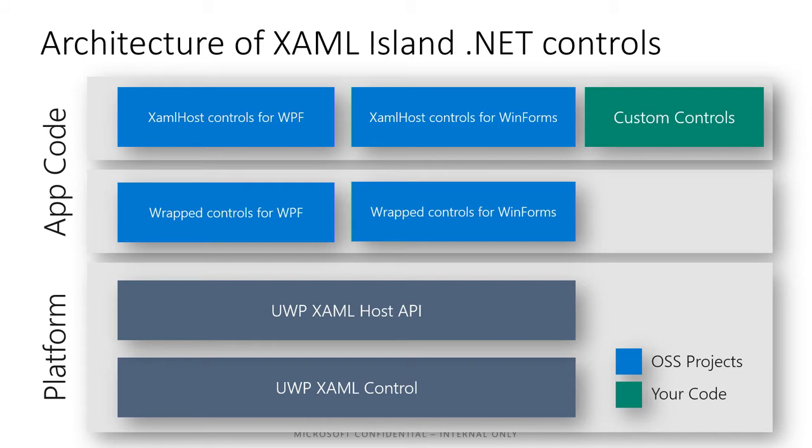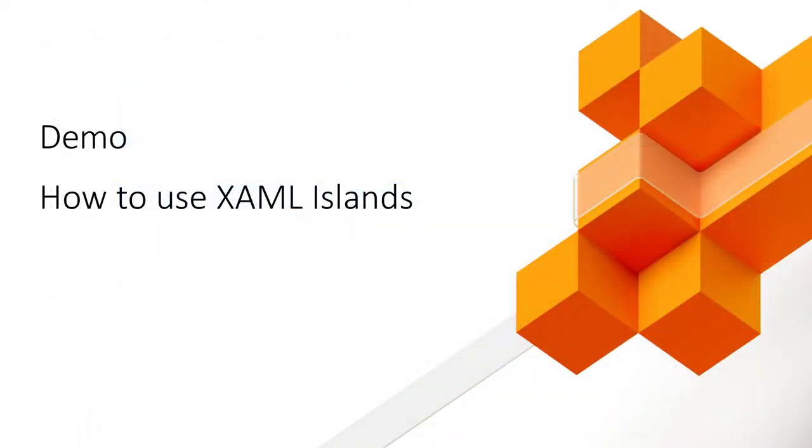So basically, I will do a demo to demonstrate these two scenarios: how to consume a wrapped control, in this case the inking toolbar and ink canvas, and after that, how to use XAML host to consume a rich edit box that is from UWP, all right? So let me show you how to do that.